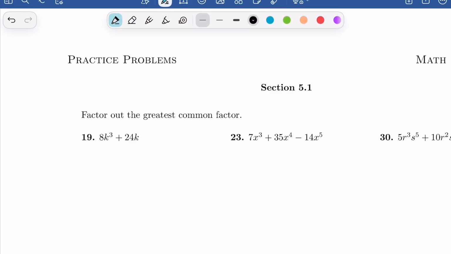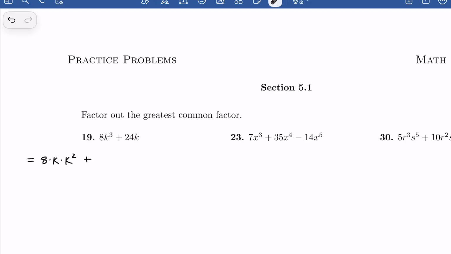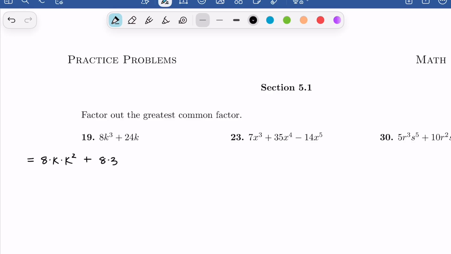But another way that we can visualize this is we can split up each of our terms in our polynomial into their factors. For example, this first one, we have 8k cubed. This is the same thing as 8 times k squared, right? This next one, we know 24 is also divisible by 8. So I'm going to split this up into two factors, one of them being 8. So this would be 8 times 3, that gives us 24, and then we still have this multiplication by k. Doing it this way, we can easily see what our greatest common factor is.